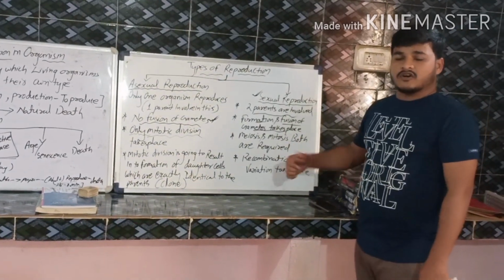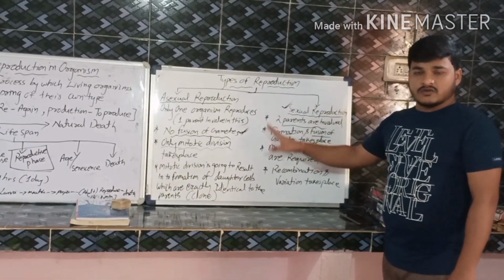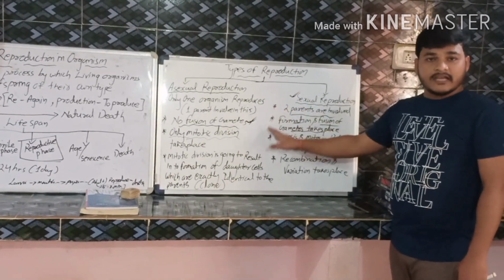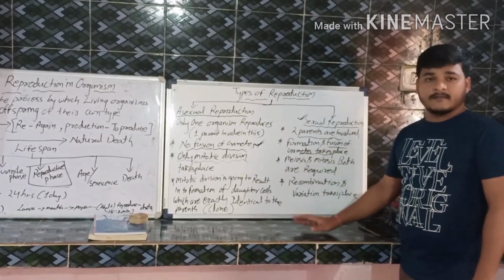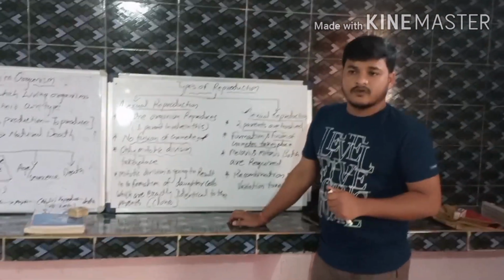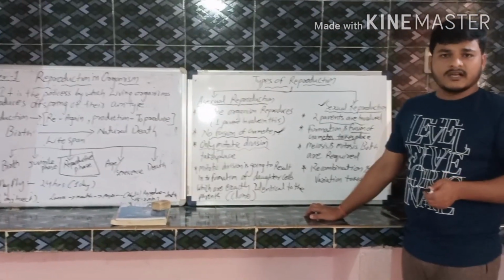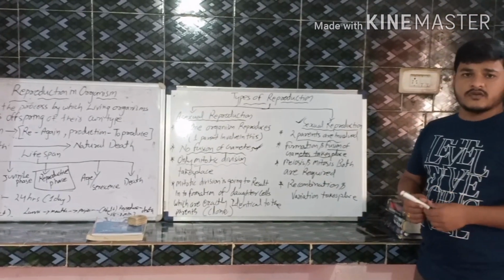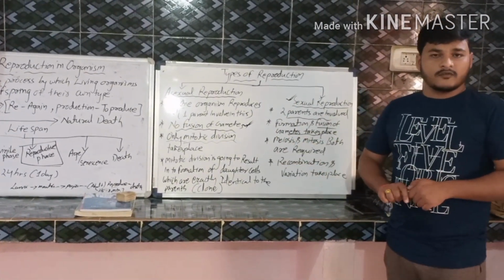Next class, we are going to study what asexual reproduction is and how many types there are, such as binary fission, multiple fission, gamete formation, budding, and others. These are short notes we are going to study ahead. So this is all about asexual reproduction.